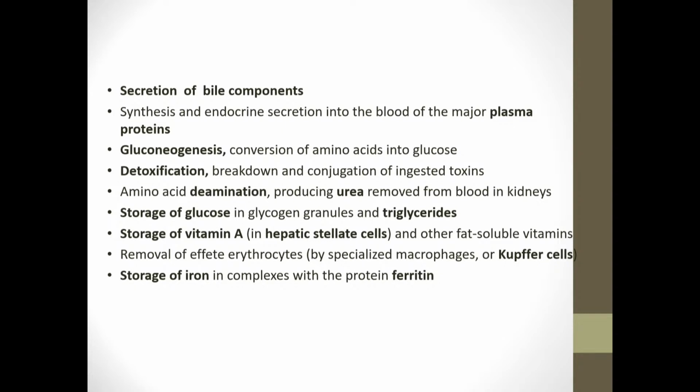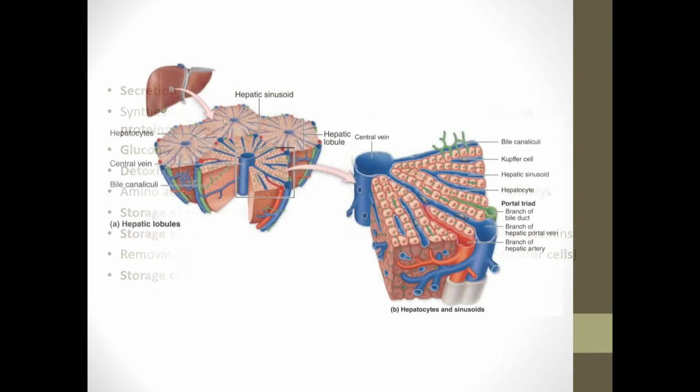And so the storage of vitamin A and other fat-soluble vitamins, removal of effete erythrocytes by specialized macrophages or Kupffer cells, storage of iron in complexes with the protein ferritin. So you can see so many functions of the liver, including such important exocrine and endocrine functions.